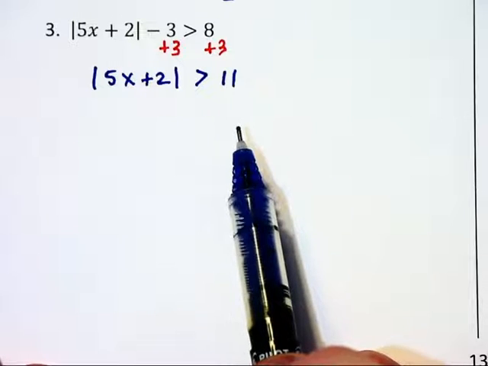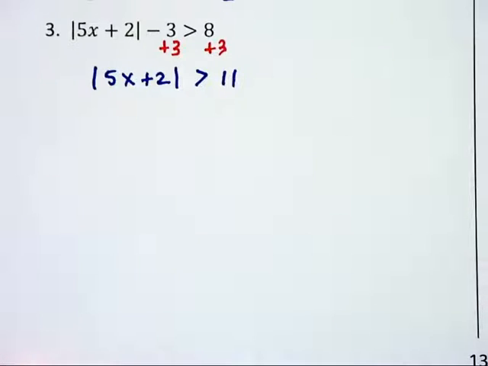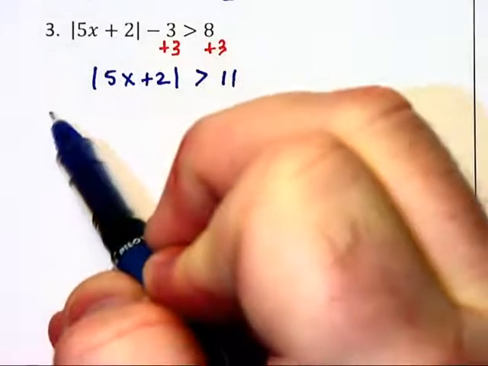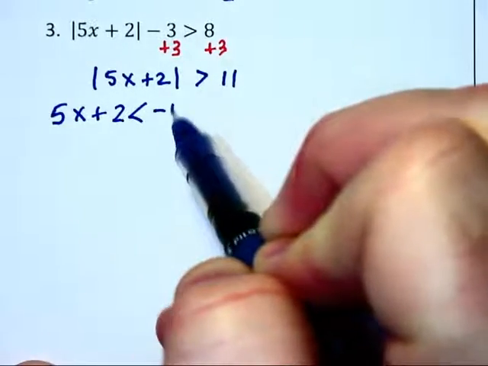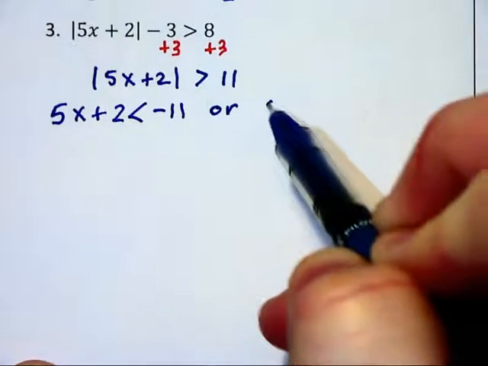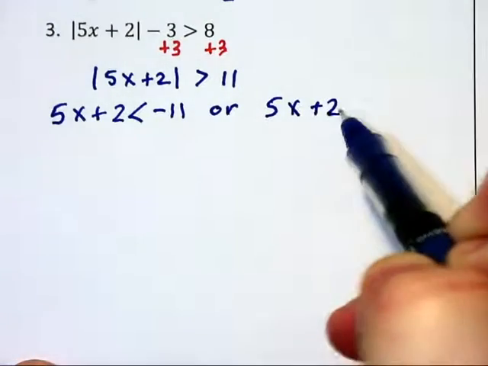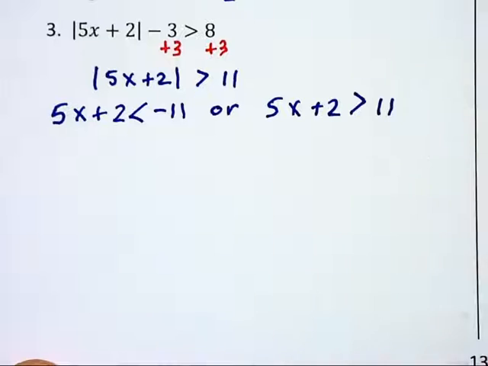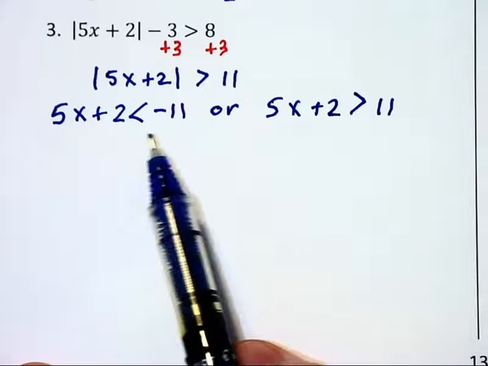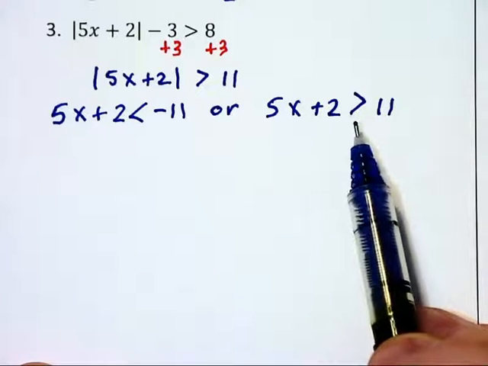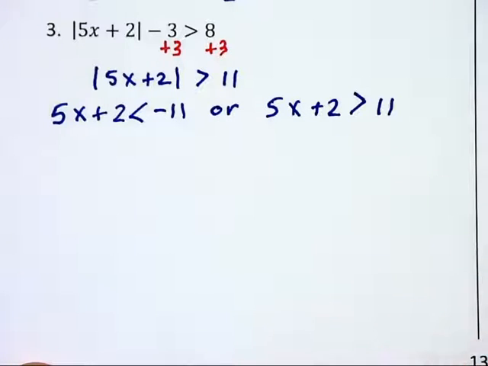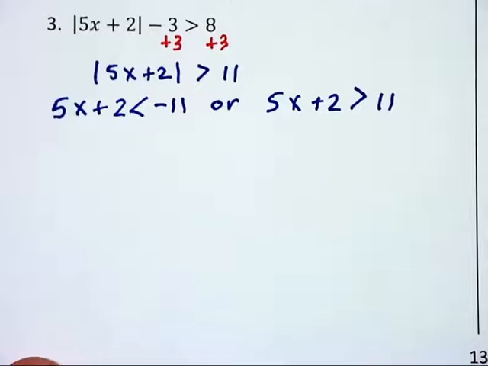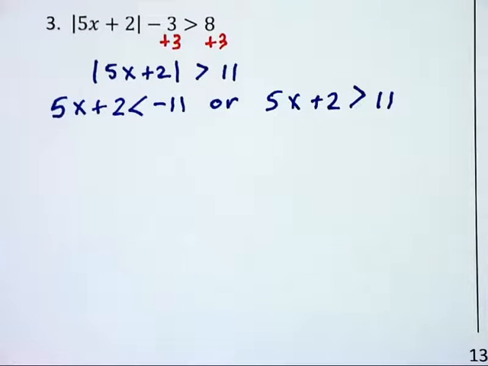That's going to use the third property that we have at the top of this page, where we're going to say 5x plus 2 is less than negative 11, or 5x plus 2 is greater than 11 itself. Smaller than the negative value and greater than the positive value. Split up with or. You need to do it this way. There is no other way to remove that absolute value.